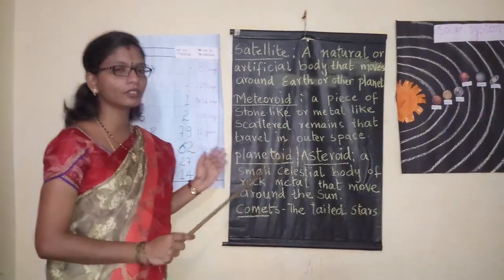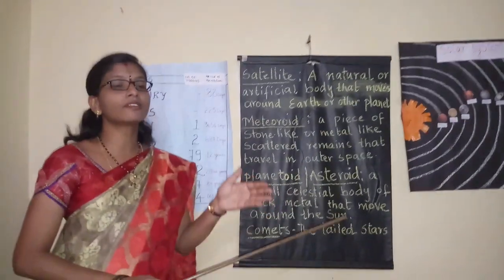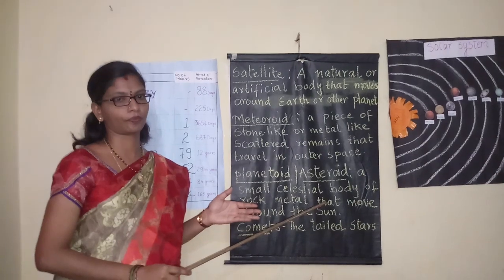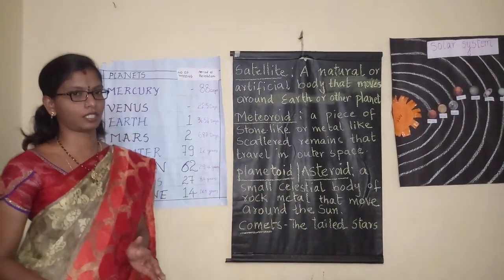Children, we have learnt about the moons. Yes? So, the reason why we have the waves and tides is the gravitational force of the moon and the sun. Because of the moon only, we are having the waves and the tides.